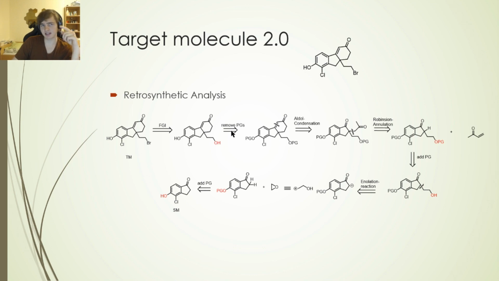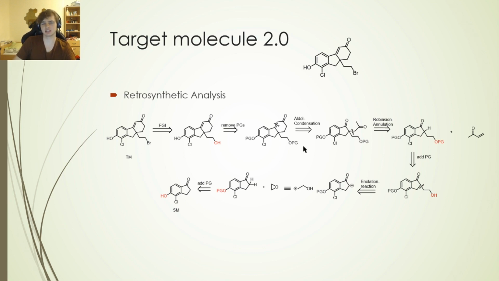The second last step is the removal of the protection group, because both of the alcohols, the aromatic one and this one, are protected during the reaction to prevent interference. So now we are at the first interesting reaction step, and we decided to form this ring on top of this ring via a Robinson annulation.